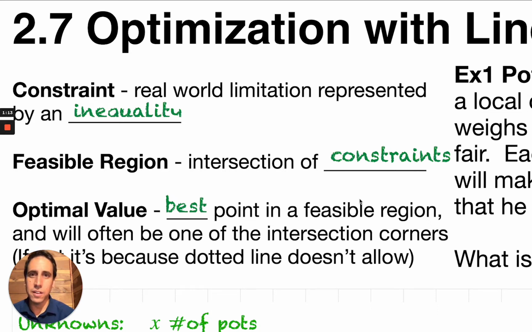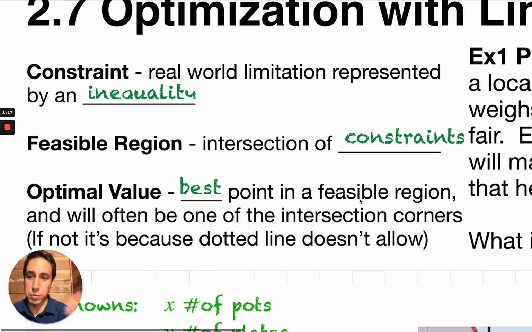A constraint is a real-world limitation represented by an inequality. And we've been graphing inequalities, so we're going to use what we learned last class. The feasible region is the intersection of those constraints. Oh, wait a minute, we've been intersecting inequalities, and that's exactly what we're going to do. The feasible region is going to be all the different points that satisfy all the inequalities at the same time, the intersection of those constraints, those inequalities.